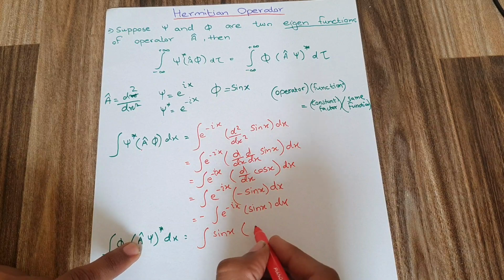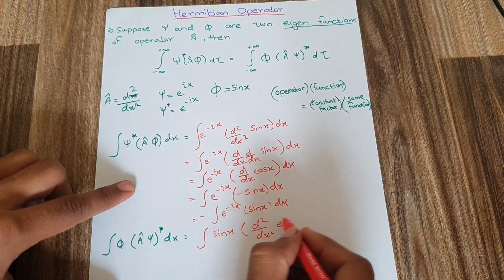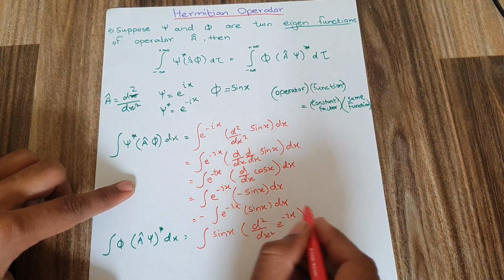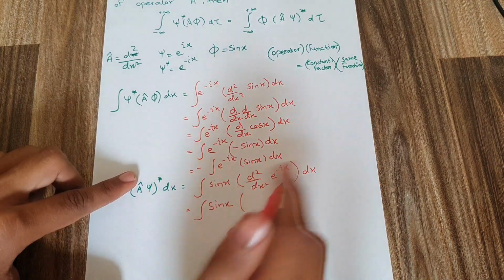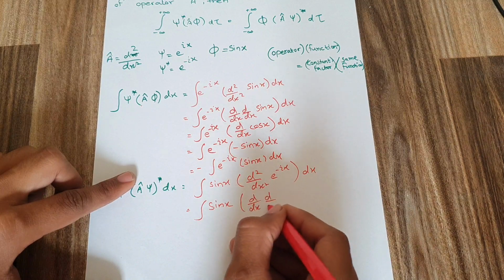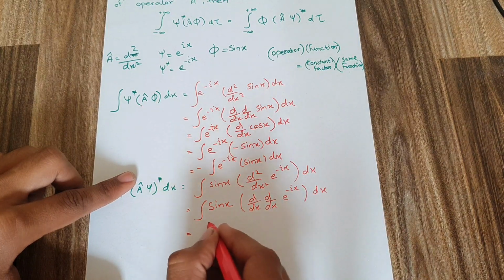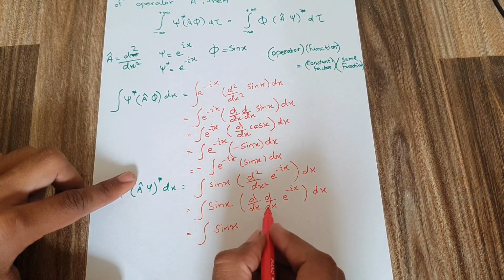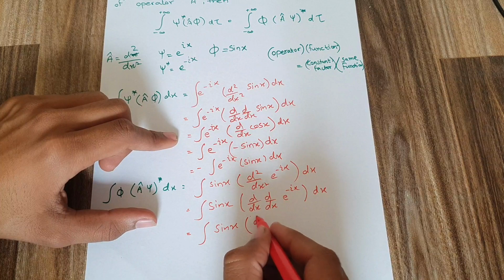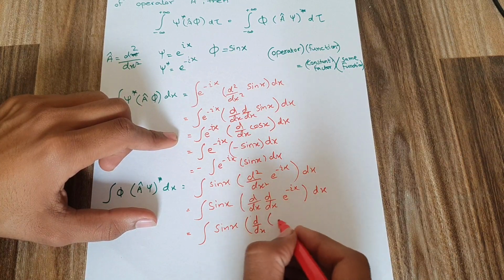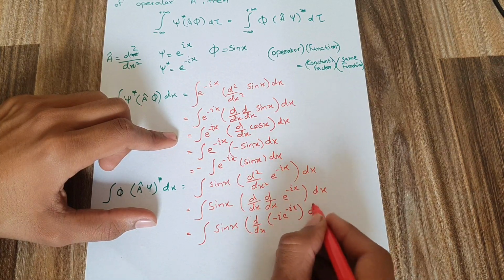In place of the operator, I'm going to write d square over dx square, and in place of psi star, I'll write exponential raised to the power minus iota x, dx. Next, sin of x, I'm going to break the derivative. In breaking the derivative, I get d over dx, d over dx of e raised to the power minus iota x, dx. When we take the derivative of an exponential, the power comes right behind it. So the first derivative becomes minus iota e raised to the power iota x dx.